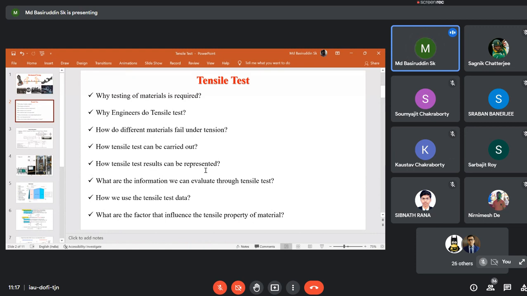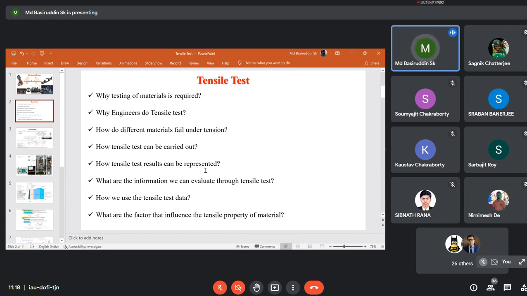Roughly we can say that because strength and ductility are, in a general sense, inversely proportional. If a material has high strength, then the material may fail at a very low strain level. But if a material shows a lot more ductility, then the material can hold a very low amount of load.